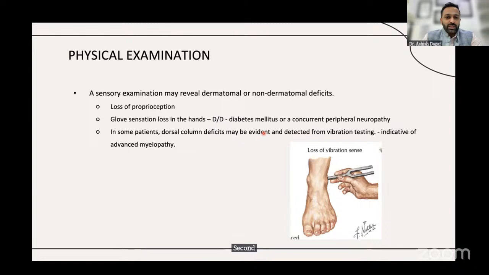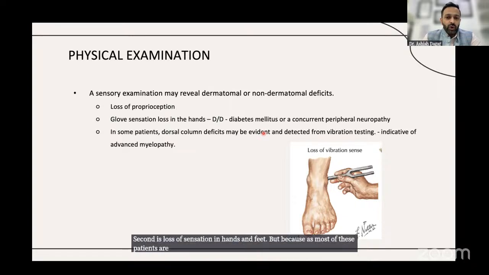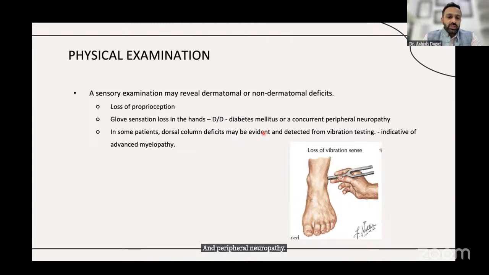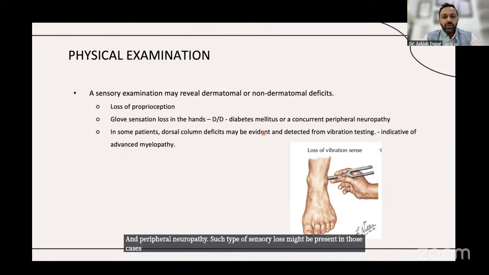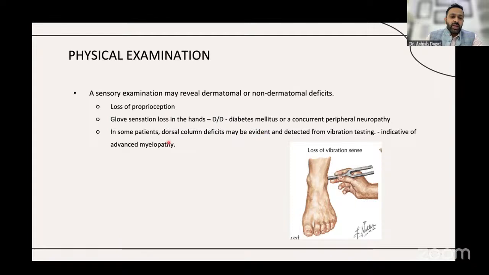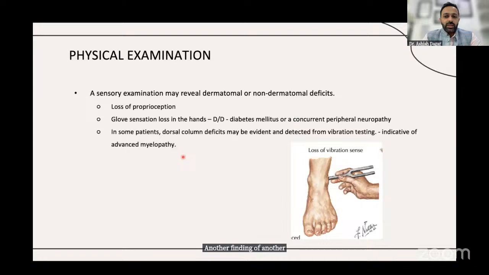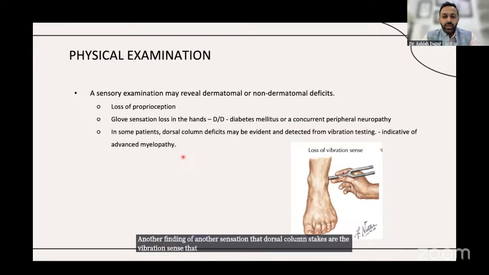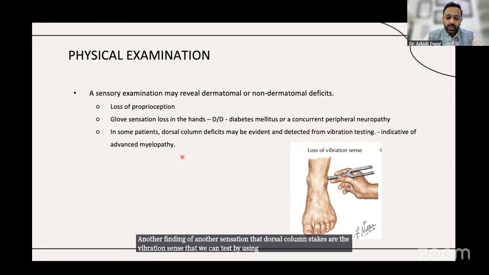Second is loss of sensation in hands and feet. But as most of these patients are elderly and have comorbidities like diabetes mellitus and peripheral neuropathy, such sensory loss might be present in those cases also, and we need to differentiate between these two. Another sensation that the dorsal column carries is vibration sense, which we can test using a 256 frequency tuning fork.